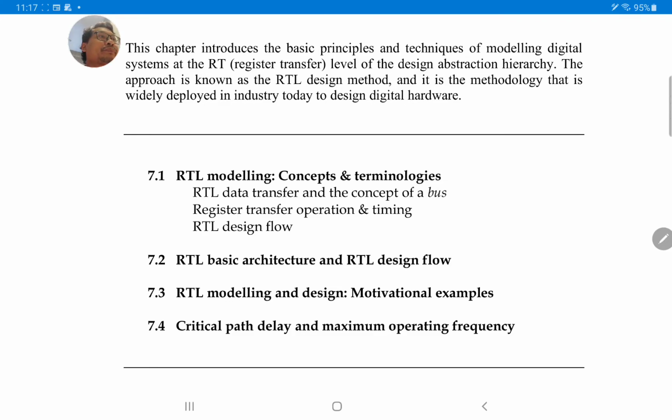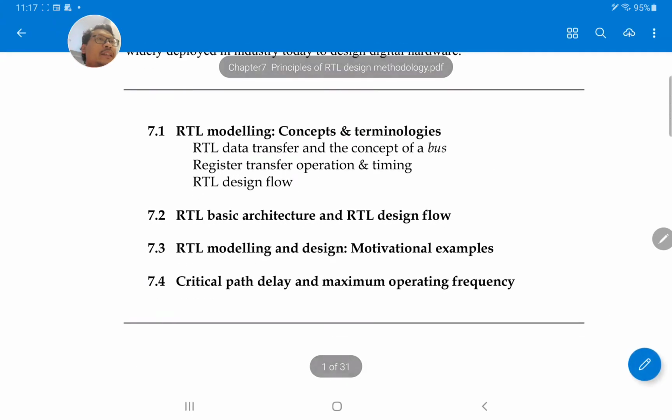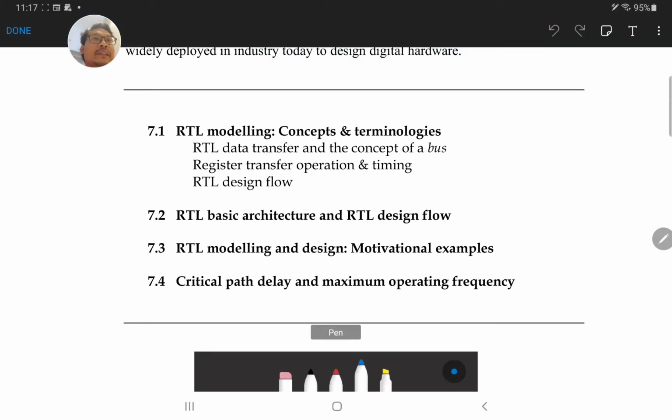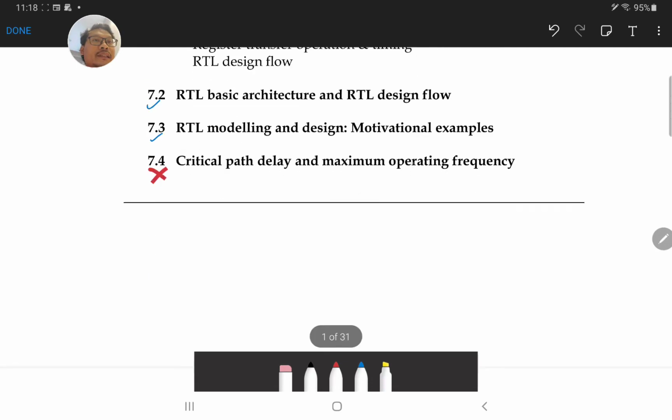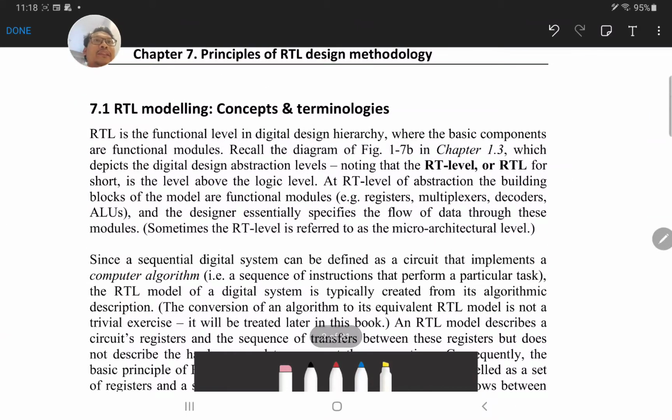So in this chapter we are going to go through 7.1 and 7.2 in detail, and also some examples in 7.3, and 7.4 we are going to skip. Again, if you are interested, we have a postgraduate course that will cover in detail what is meant by the critical path delay and the maximum operating frequency. But for our undergraduate course, we're going to cover 7.1, 7.2, and 7.3. Okay, so let's go ahead and dive into the material here.